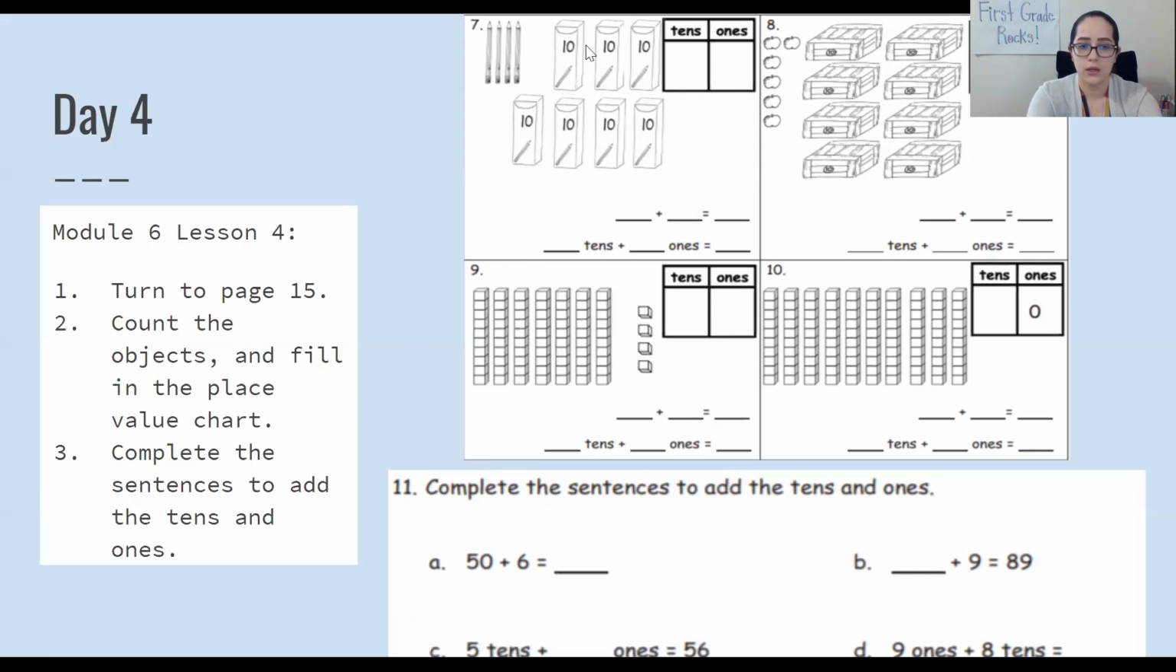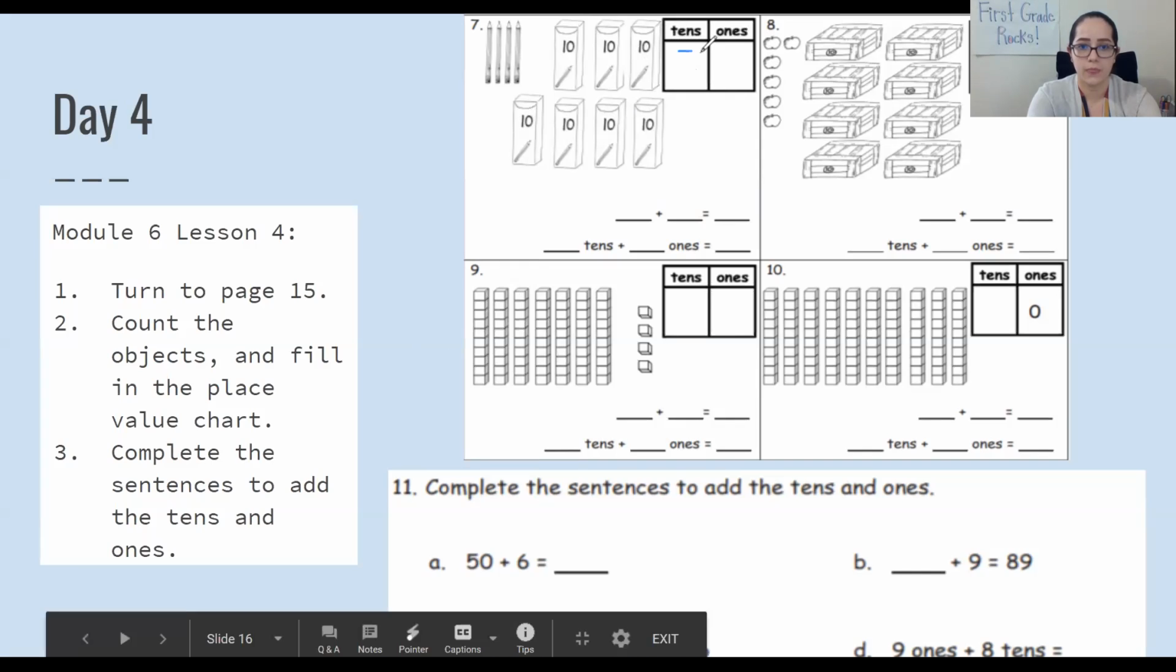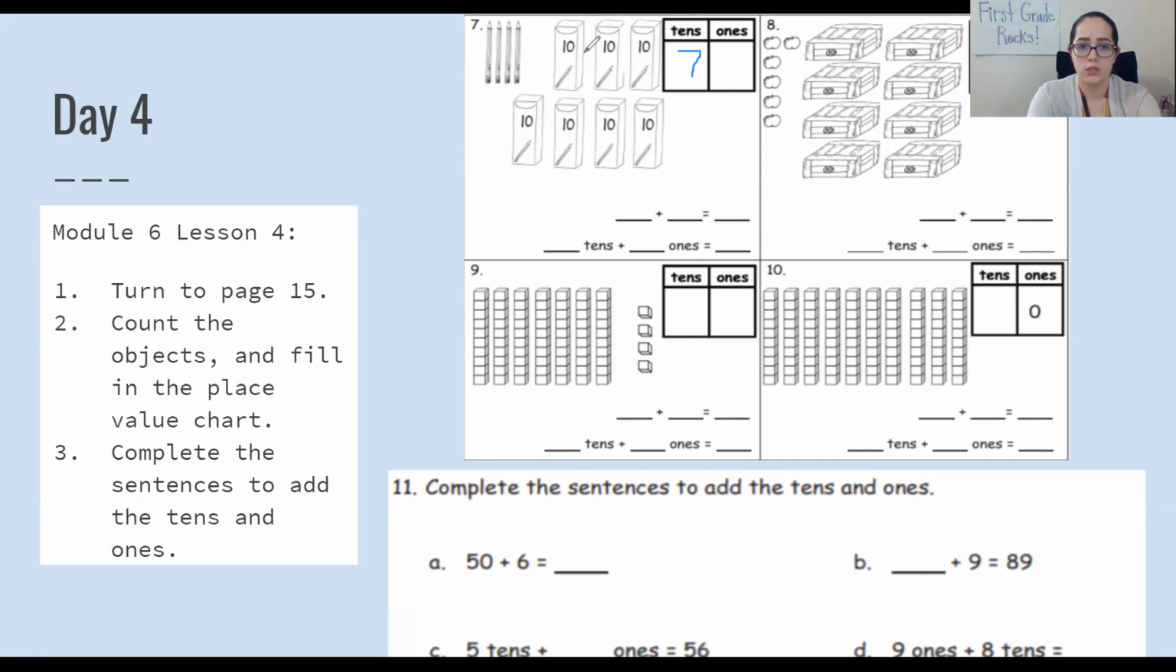All right, so here we're going back to the place value chart. So here it's asking us how many tens. Not how much they're worth, just how many of them. So 1, 2, 3, 4, 5, 6, 7. I have 7 tens. Okay, now how many ones do I have? 1, 2, 3, 4 ones.